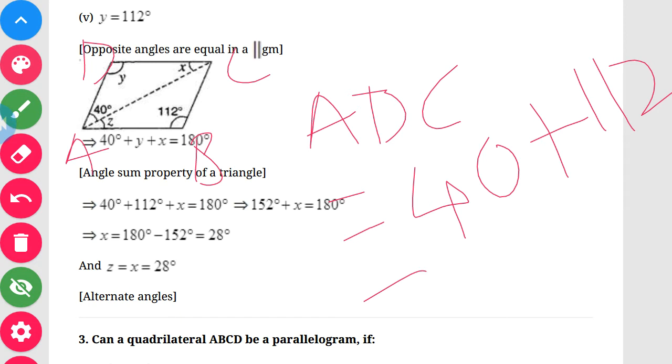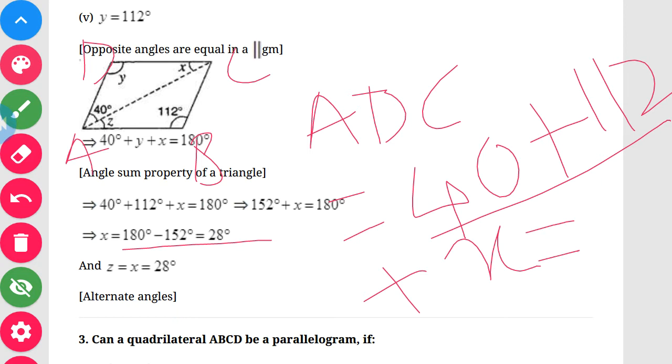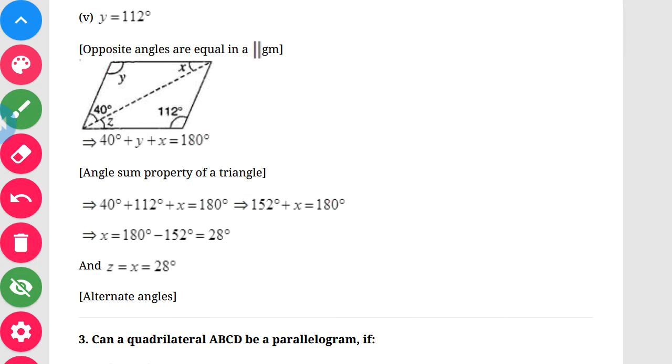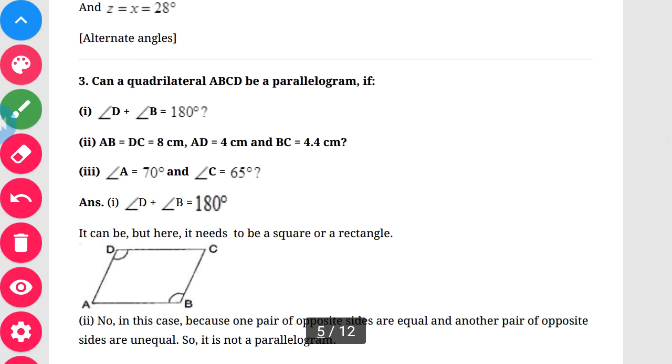Okay, so plus x. So here if you add this, somewhere you will get 152, which is given here, and you're going to subtract it from 180, and hence you will get what? X. So this is how we are going to find the sum. So you can give a try. Now we'll go with the third one now, children.